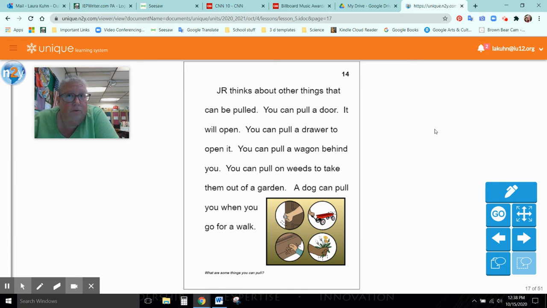You could also pull taffy, cotton candy. You could pull your friend over to jump into the pool. You could pull on Miss Laura's arm to tell her that you need to be moved. So there's a lot of different things you can pull to also set them in motion, okay?